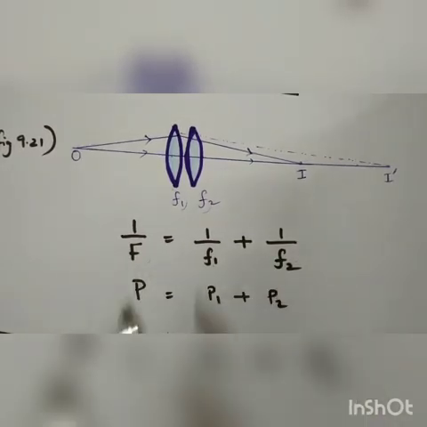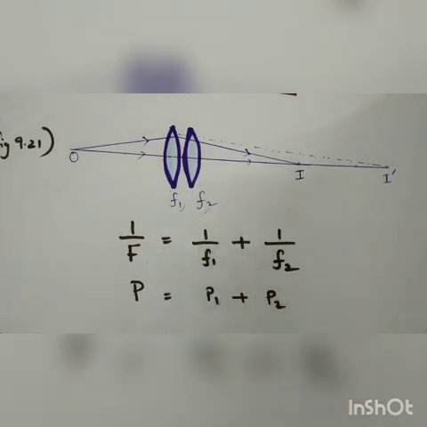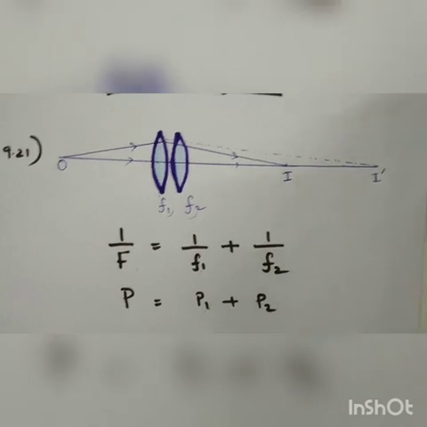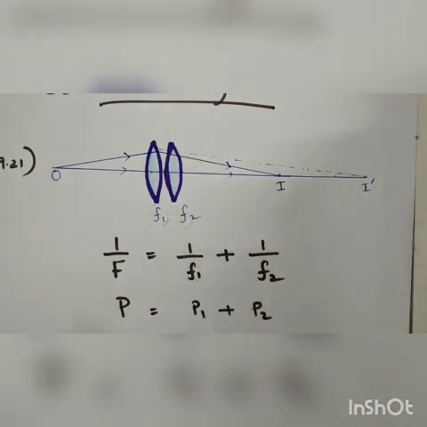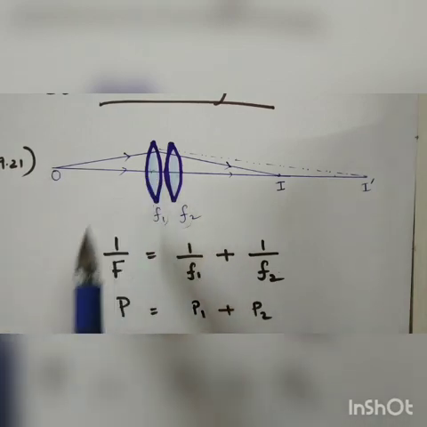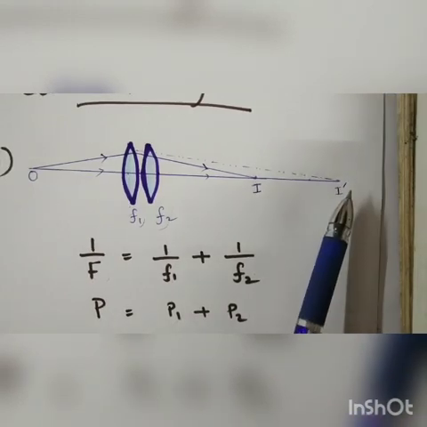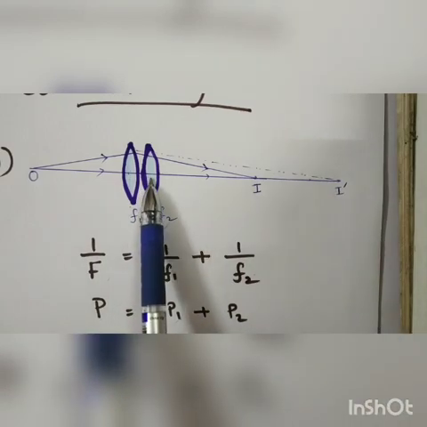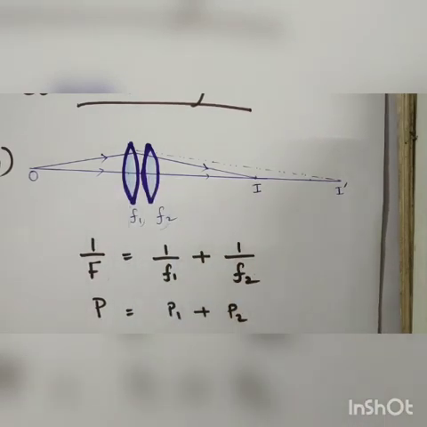Now there is a derivation for this one. How do you find out the effective focal length of two lenses kept in contact? For this, I want you to remember the lens maker's formula. In lens maker's formula, we imagined two surfaces. If this is the object, this lens produces an image. Let it be I dash. And this image acts as the object for the second lens. And the second lens forms the final image I. So this can be considered as a two-step process.